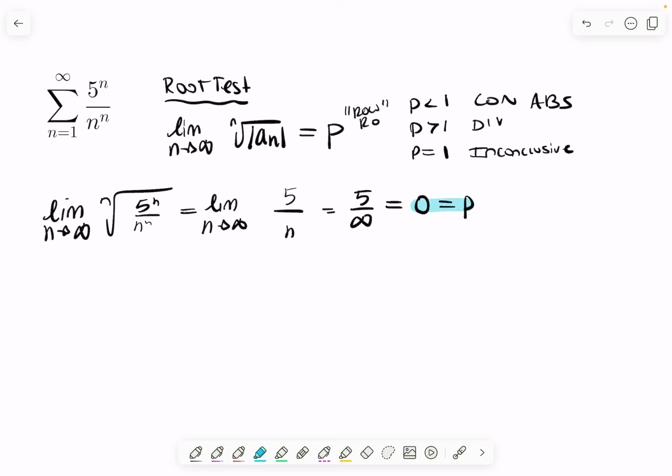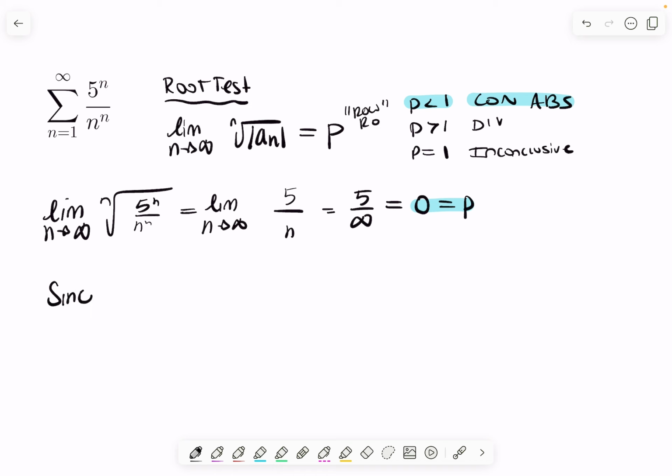Because rho is equal to 0, which is less than 1, our series converges absolutely. But the question was, does our series converge, period, not if it converges absolutely. So we have to use the absolute convergence theorem, which says that if a series converges absolutely, then the given series without the absolute value converges. So just what we want, right?